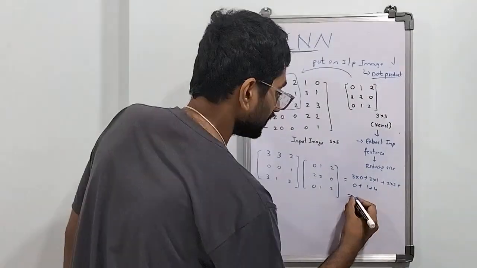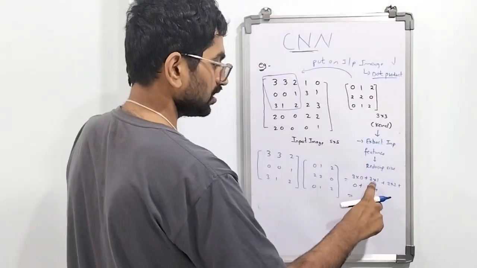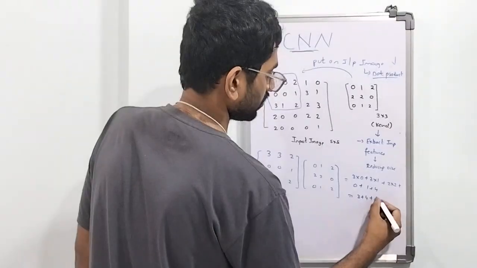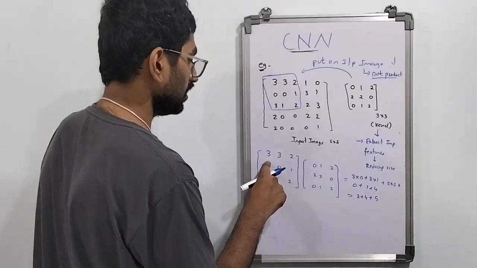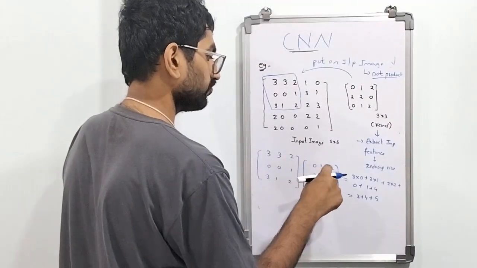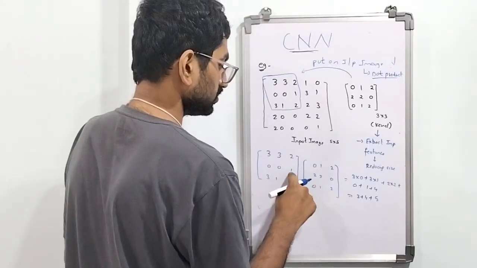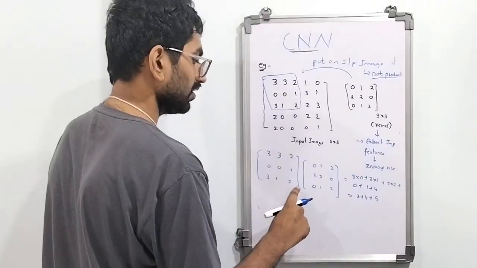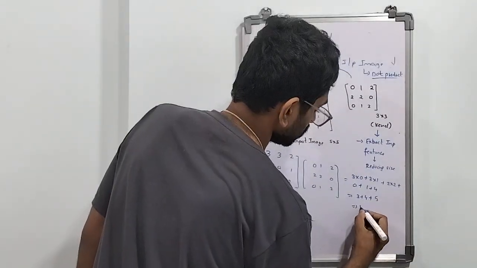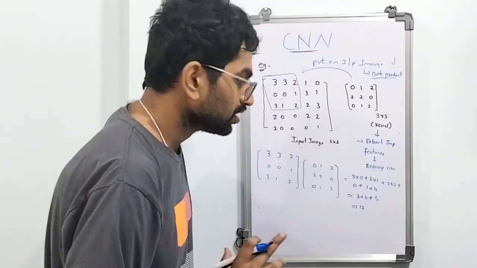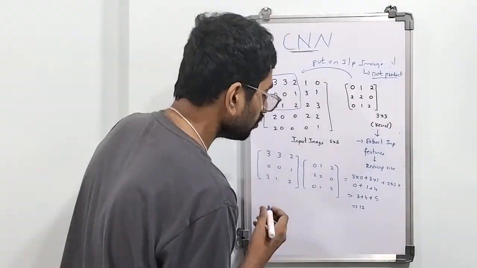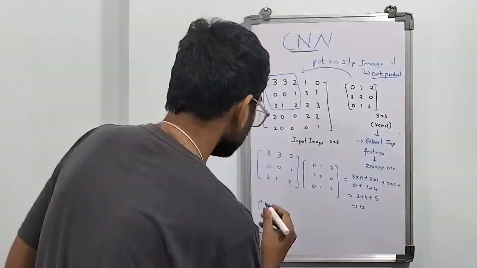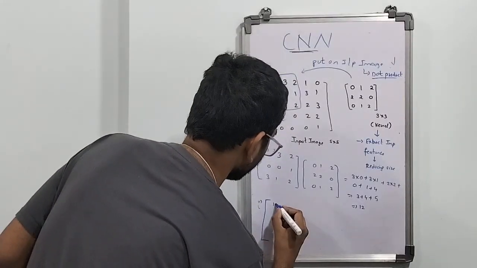Now if you sum it, 3 into 0 means 0, then 3, 4, so 3 plus 4 plus 5. Then 3 into 0, 1 into 1, 2 into 2. So in total you get 12. Correct. Now you have got the first value of the new updated matrix. The first updated matrix value you got is 12.